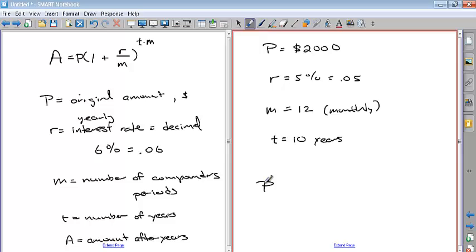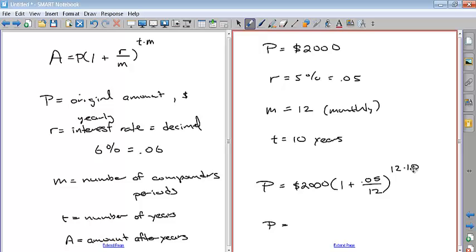So you'll have A, which you're trying to figure out, is equal to 2,000, the initial amount, times 1 plus the decimal equivalent to the percentage divided by 12. That gives you your monthly interest rate. And then you raise it to the 12, which is the number of periods per year, times 10 years. And that gives you the total number of compounding periods. So what you do is you decrease the interest per compounding period, but you increase the number of periods. So 2,000 times 1 plus 0.05 divided by 12 raised to the 12 times 10.